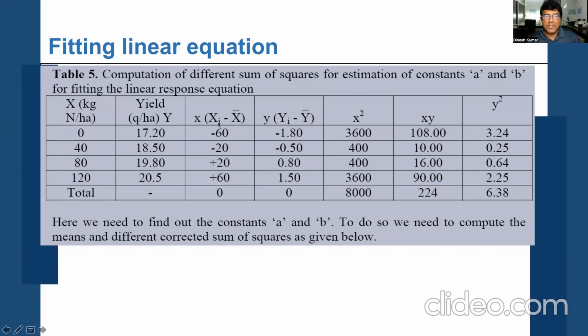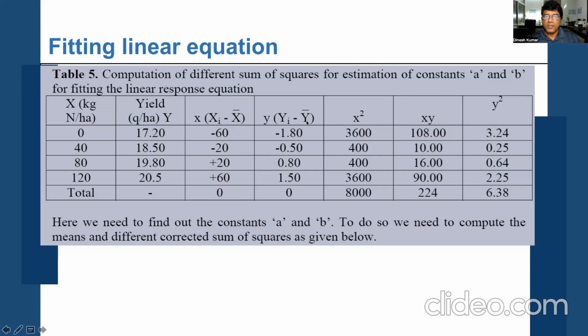So now you take deviation against the mean for X: Xi minus X bar. Here i means the ith pair: first pair, second pair, third pair, fourth pair. And X bar is your mean. So 0 minus 60, you get minus 60; 40 minus 60, minus 20; 80 minus 60, plus 20; 120 minus 60, plus 60. You can see the total of all these values is 0 because it is deviation against the mean. Similarly, small y is the deviation against the mean of the dependent variable.